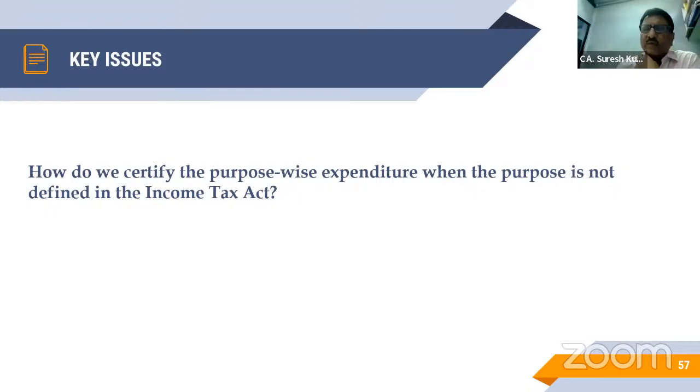Manoj, this issue was in the context of filling form number 10B, which requires the auditor to certify the amount reported under each purpose. Now, each purpose, relief to poor, medical, is not defined under the Income Tax Act. So how will the auditor certify that this amount goes to which purpose?